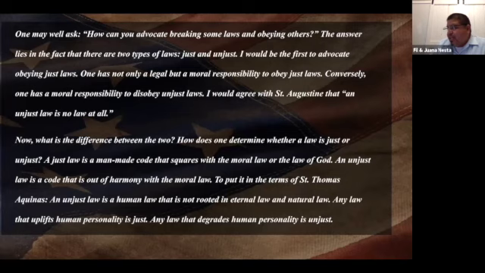Any law that disregards human personality is unjust. So basically, what MLK was saying between just and unjust laws is that there's four laws. There's a natural law, an eternal law, divine law, and all these laws basically have to be in harmony in order for it to be a just law.